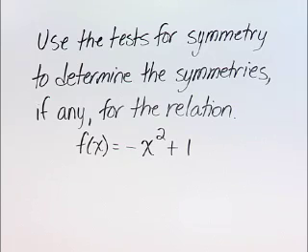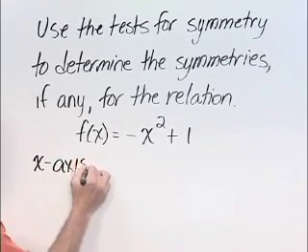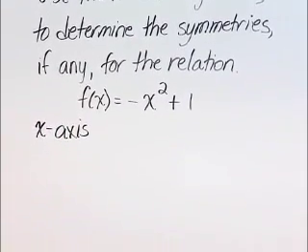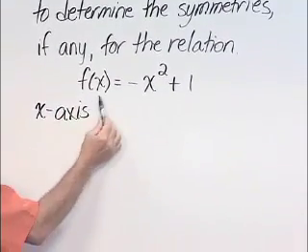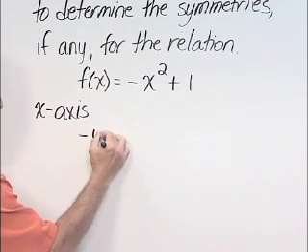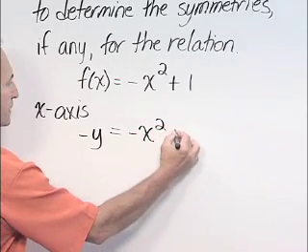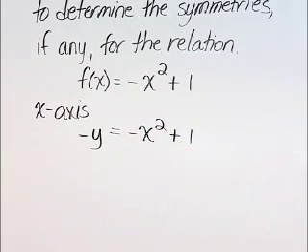Use the tests for symmetry to determine the symmetries, if any, for the relation f of x equals the opposite of x squared plus 1. To test for symmetry about the x-axis, we replace y with the opposite of y. Now remember, f of x is the equivalent of y, so we replace that with the opposite of y, and that's the opposite equal to the opposite of x squared plus 1.